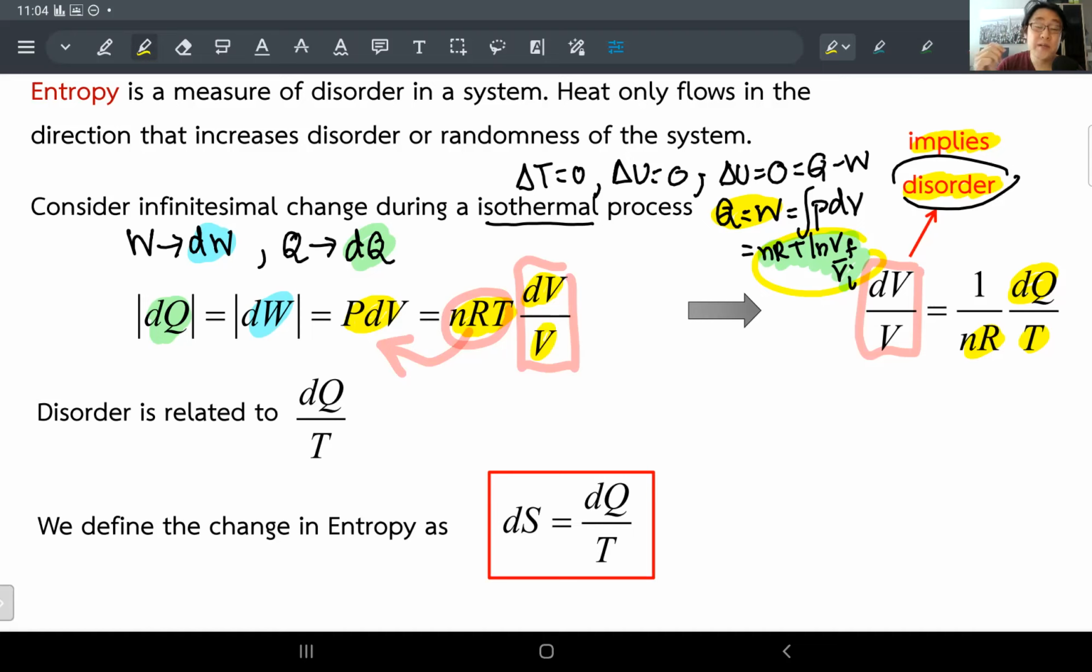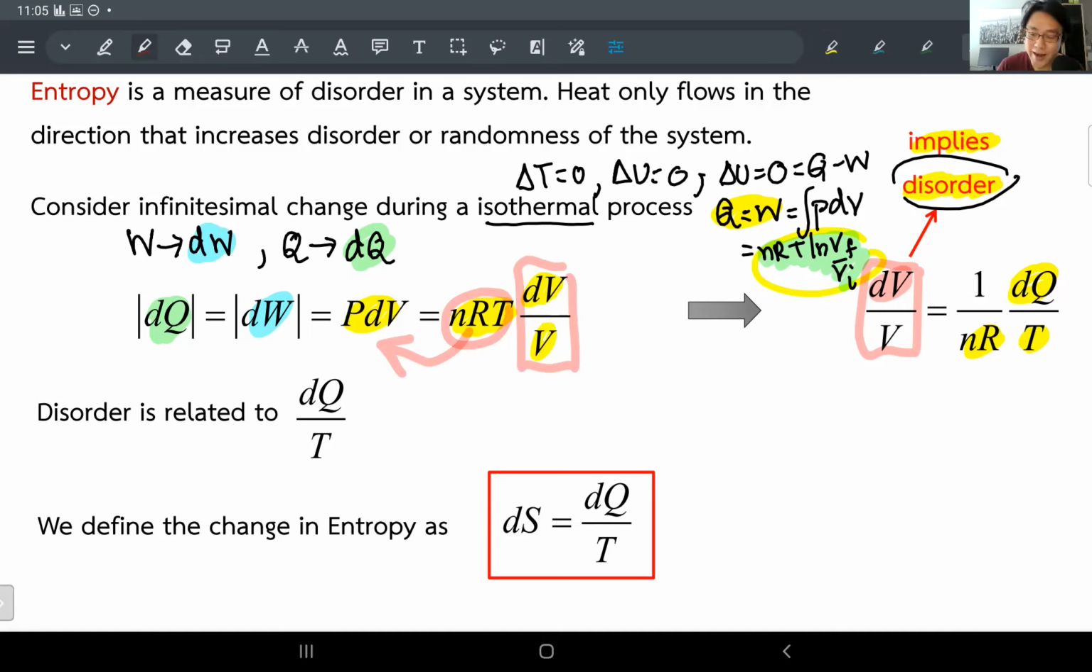In terms of the gas, you have a gas running around in the volume V. Once the volume increases, there is some change going on. That change in the volume implies that the gas molecules have more volume to run around, so there are more ways for you to worry about because now you have more volume to consider. This is the reason it implies disorder.